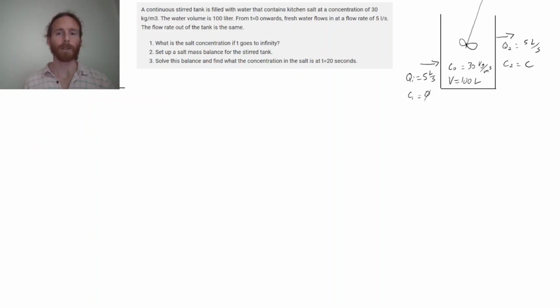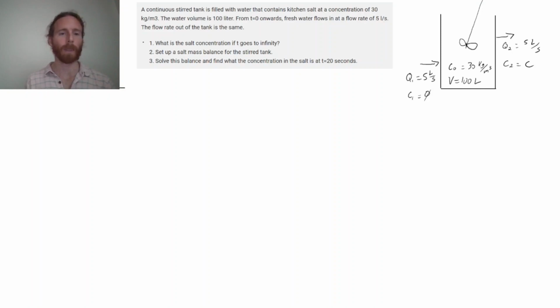In our situation here, we have a tank, and this tank is full of salt water. It's a 100-liter tank, and the initial concentration of salt is 30 kilograms per cubic meter. We have clean, pure water flowing in at 5 liters per second, and we also have water flowing out of the tank at 5 liters per second, but that will have some salt concentration, and that's what we're looking to find.